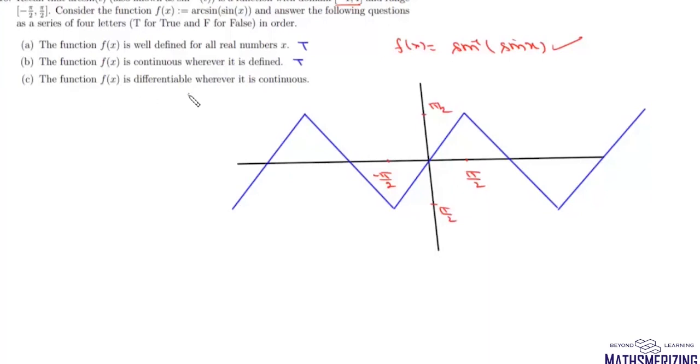Function f(x) is differentiable wherever it is continuous. So at these points, we know that we have two different tangents. So that means this function is continuous for x belongs to R, but it is not differentiable at odd multiples of pi by 2. So that means the third statement is simply false. So the answer to this question is true, true, and false.